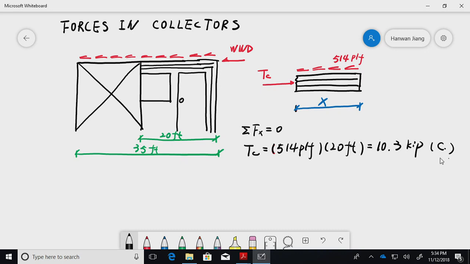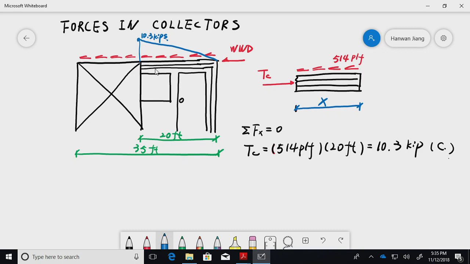So the shear force increases from zero at the end, and linearly increases to its maximum at the other end of the collector, where the maximum compression force is going to be 10.3 kips. Okay, so the maximum tension force will be here, 10.3 kips, right? So when wind is blowing toward the building, the collector is in compression. When the wind is blowing away from the building, the collector should be in tension.